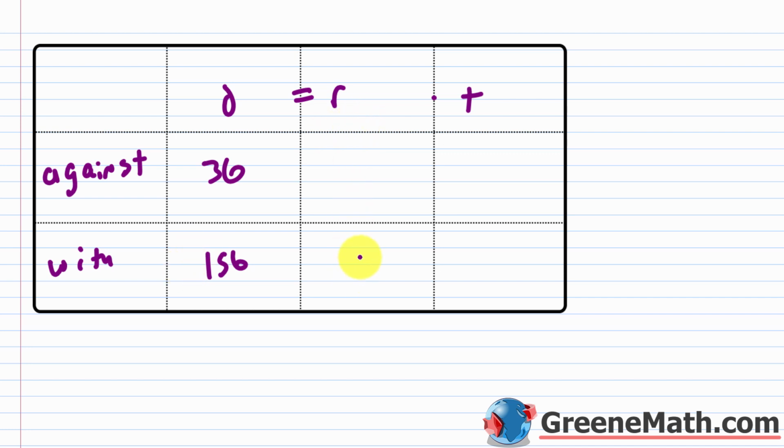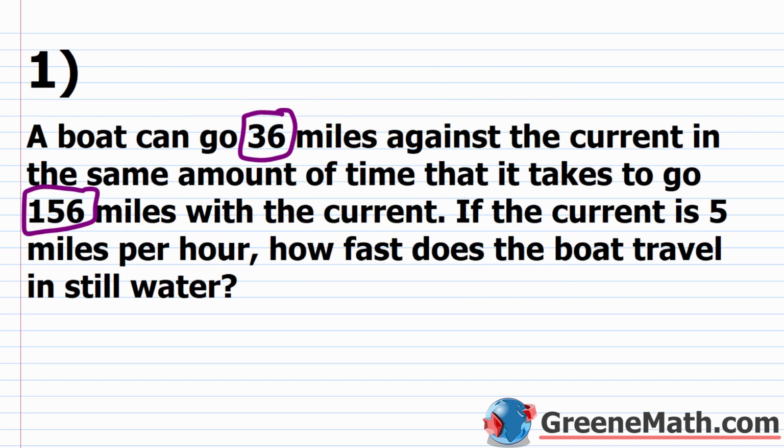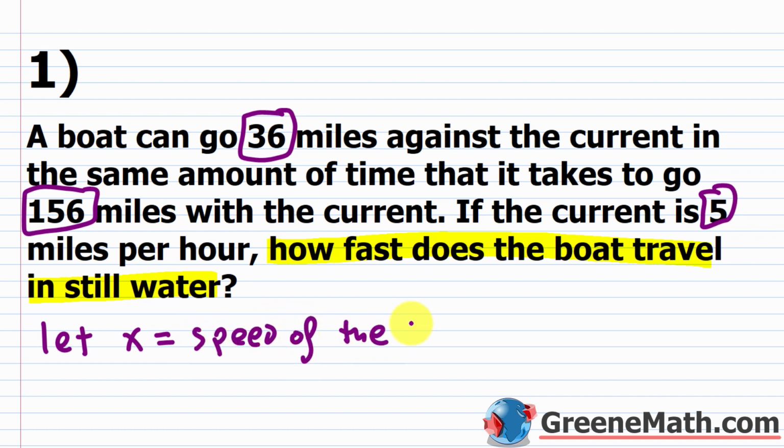Okay, let's think about the rate and then the time. So for the rate, we are asked specifically, how fast does the boat travel in still water? So we don't know that. We are only given that the current is 5 miles per hour. So this right here is something that we're going to need to add or subtract onto the speed of the boat in still water. So because we don't know that, let's let a variable like x be equal to that. So we'll say we're going to let x be equal to the speed of the boat in still water.